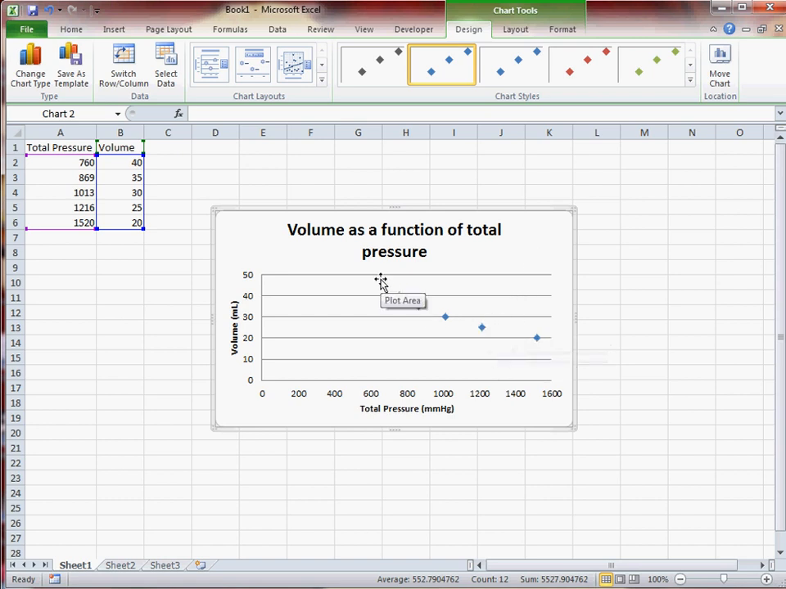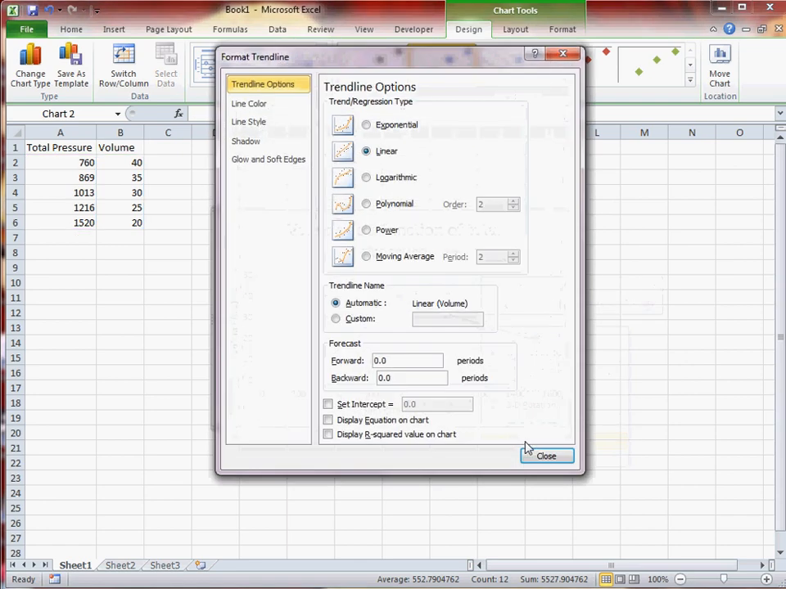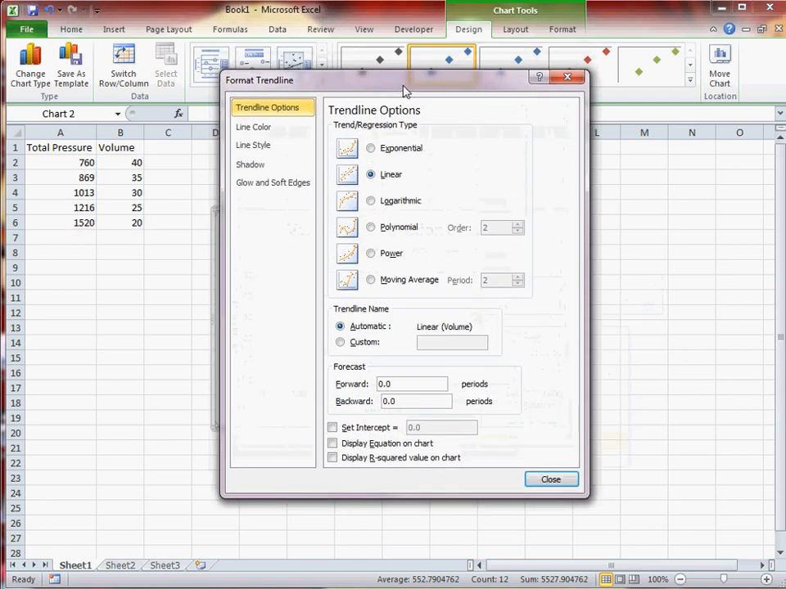So we can actually add a trend line. So if you right-click, you have to right-click on one of your points, you can go down to Add Trendline. So let's click that sucker. Clicked. Oh my gosh. Look at all these options. So we have to pick the option that represents our graph.